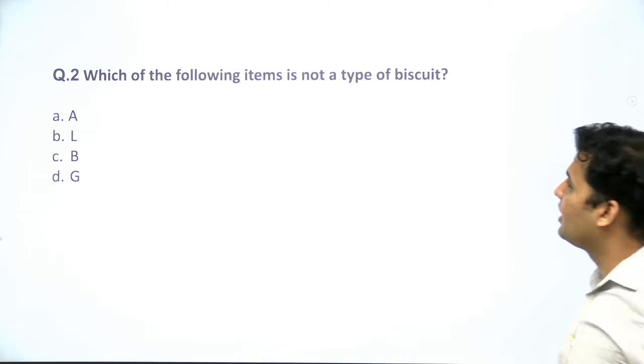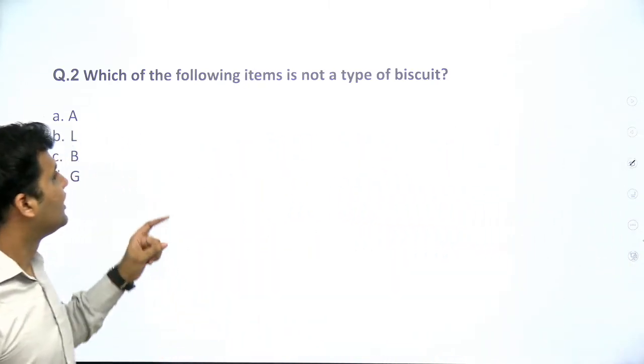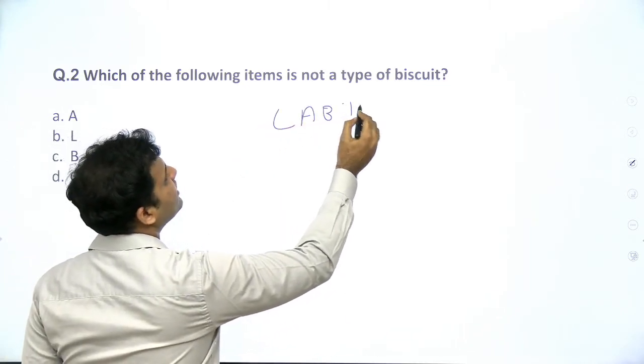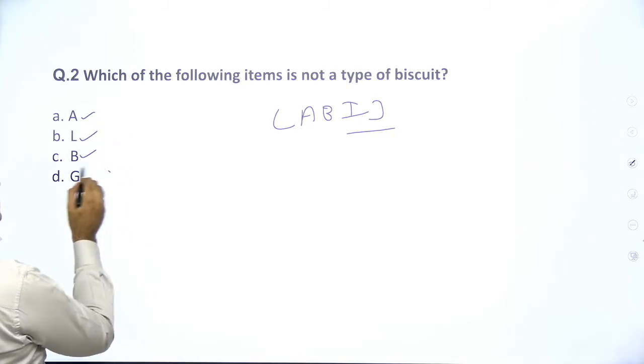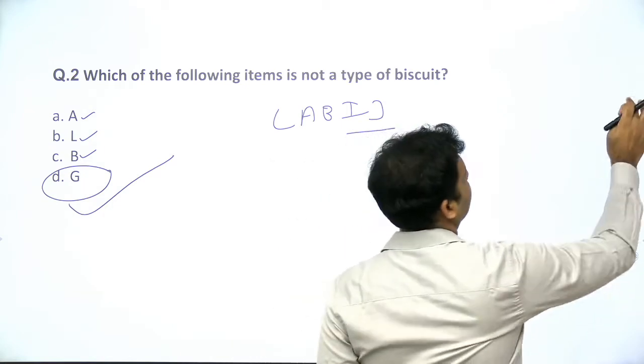The next question says, which of the following is not a type of biscuit? So we know that, guys, L, A, B, I, J are biscuits. So A is a biscuit, L is a biscuit, B is a biscuit, G is not a biscuit. So D is the answer of the question.